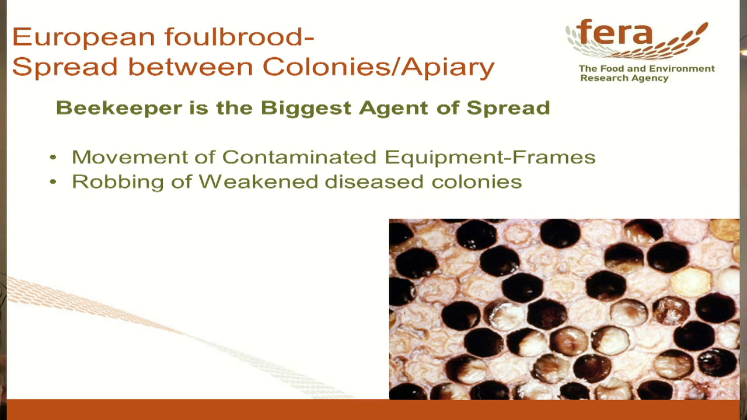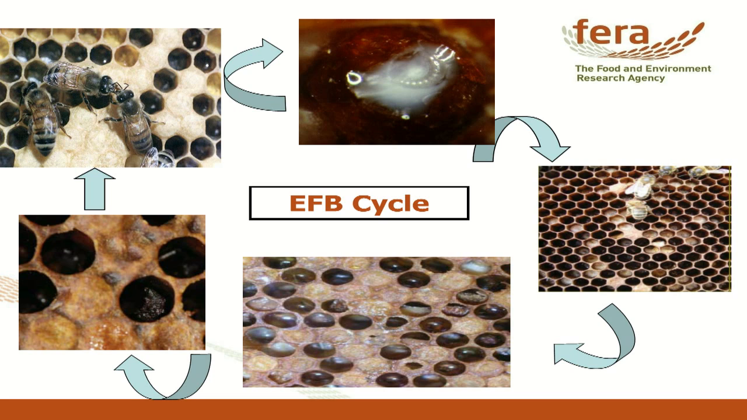But you also have these heavily infected colonies become weak, and then they will be robbed out by stronger colonies picking up the infection. And this is just the cycle. So you have the house bees, which are infected. They feed the young larvae, which then develop into showing clinical signs. They die. The nurse bees will try and clean these out. There will be bacteria in the bottom, and more nurse bees are infected, and round we go.